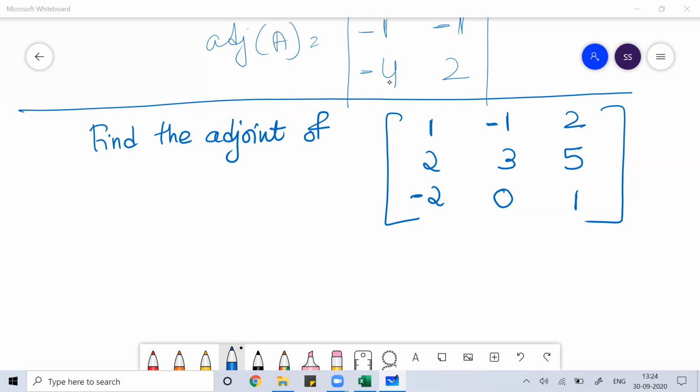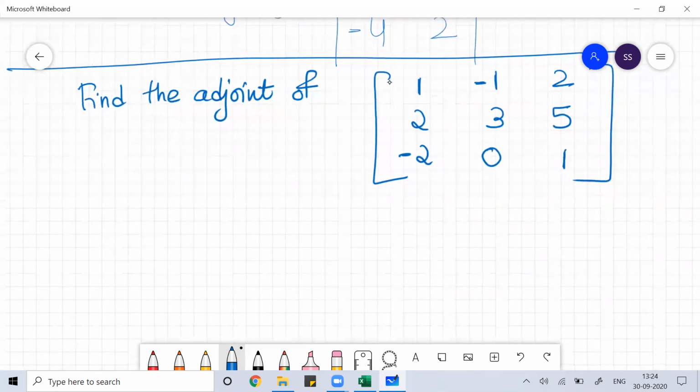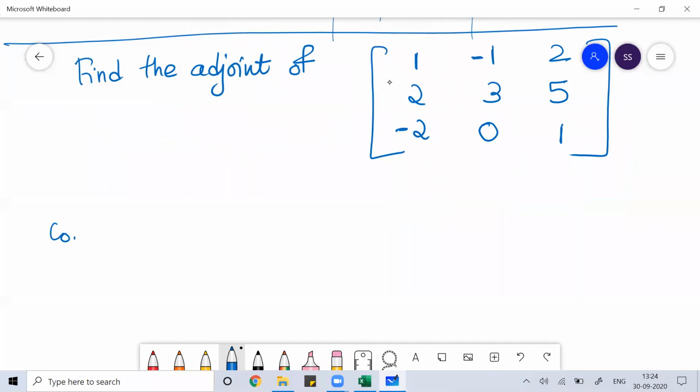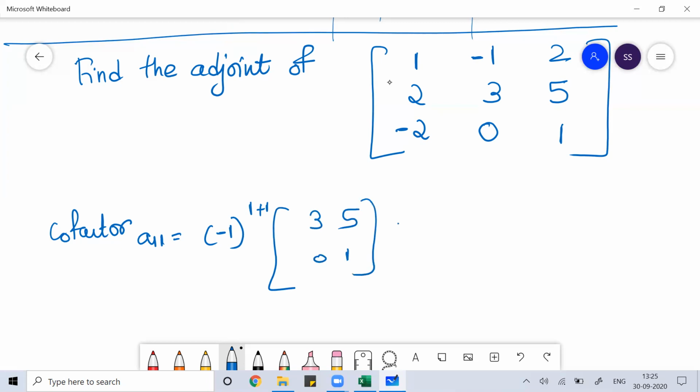So what is the cofactor of A11? The cofactor of A11 is -1 to the power 1 plus 1, times the minor 3, 5, 0, 1. So this is 3.